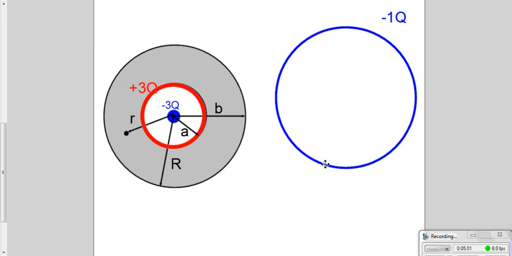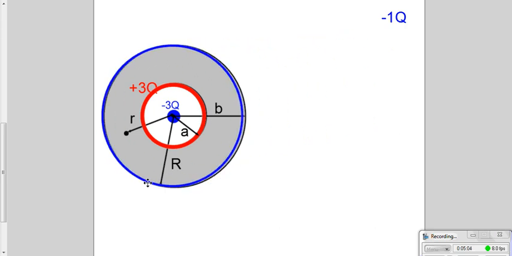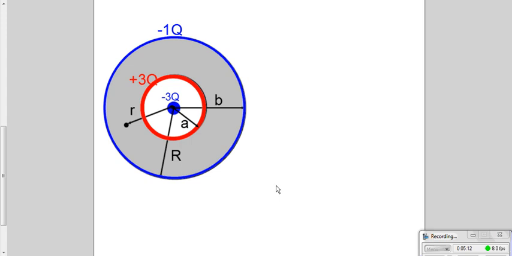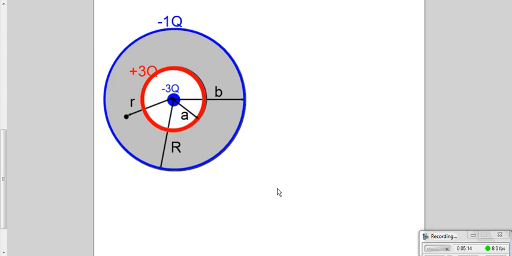But the entire shell itself started with only positive 2. That means we've left a little negative 1 Q out here on the outer surface. So that's how the charges have redistributed themselves, just a result of that polarization.